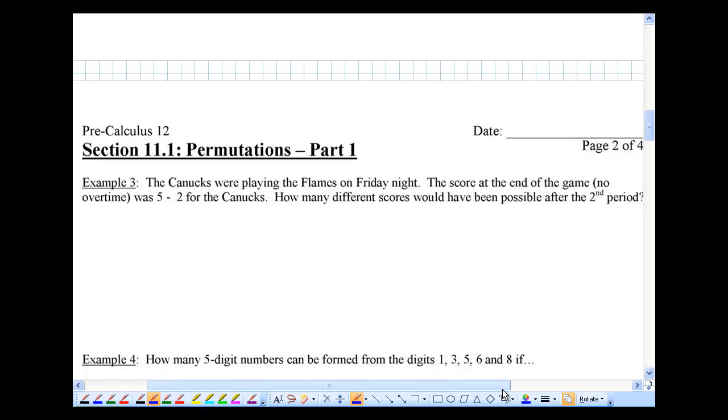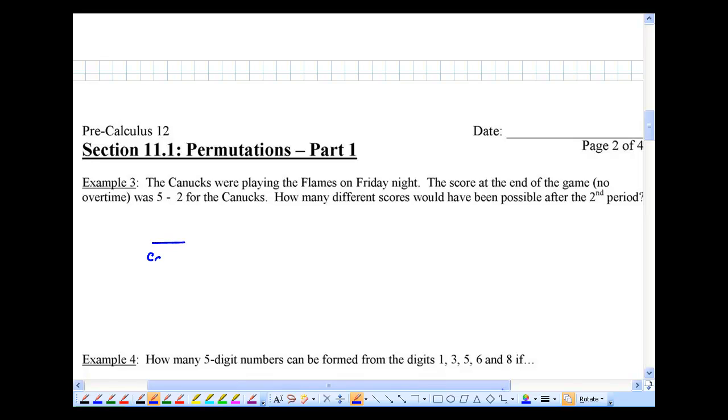So the question I have for you is, how many different possible scores would have been possible after the second period? Meaning, if I didn't watch the game, okay, but I knew at the end of the game it was 5-2, what could the score have been at the end of the second period? Okay? So I guess we can start listing them out. 1-1, 1-2, 3-2, all that kind of stuff. But it's nice to know if we can figure out the number of possible choices, okay, for each of the situations. So I guess my question is, well, we've got 2 things.